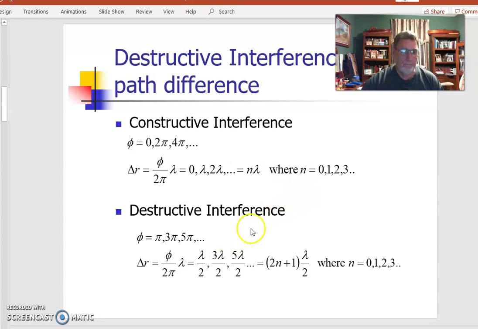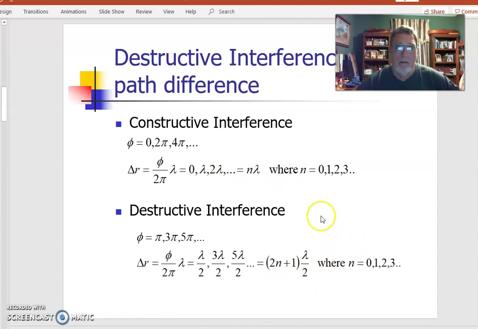On the other hand, if they're half a wave apart, so one's going up while the other one's going down, then they'll have destructive interference. Plug in what we found earlier for the phase differences of these odd numbers of pi, and you'll get an odd number, 2n plus 1, which is going to be odd. Plug in 0, you get half a wavelength. Plug in 1, you get 3 halves, then 5 halves. And so, constructive interference, destructive interference: whole wavelengths, constructive; odd numbers of half wavelengths, destructive.